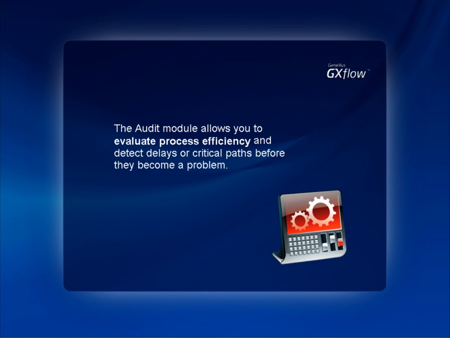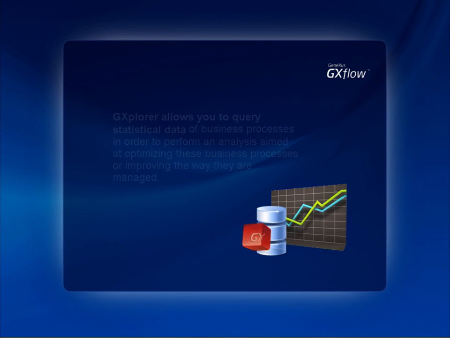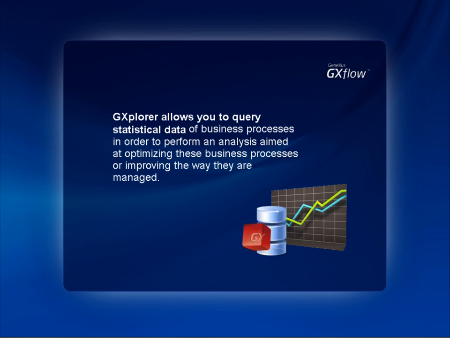The audit module allows you to evaluate process efficiency and detect delays or critical paths before they become a problem. GXplorer allows you to query statistical data of business processes in order to perform an analysis aimed at optimizing these business processes or improving the way they are managed.